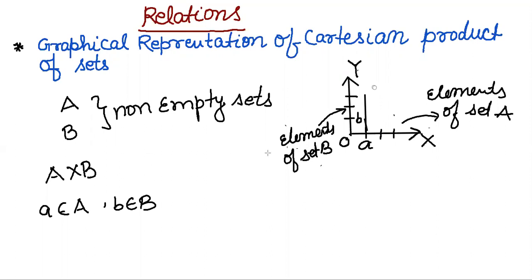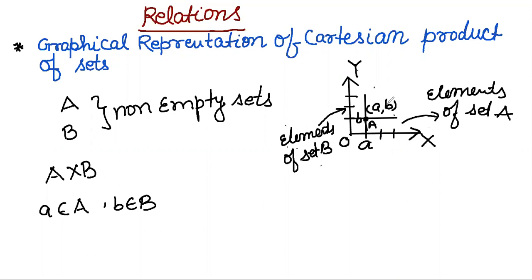Now, I'm going to draw a horizontal line through the point b. Means here I'm going to draw a horizontal line through the point b. So this is our line. These two lines will meet in a point which will denote the ordered pair. So this point will denote the ordered pair (a, b). I am taking this point as capital A, and this capital A denotes the point whose coordinates are a and b.